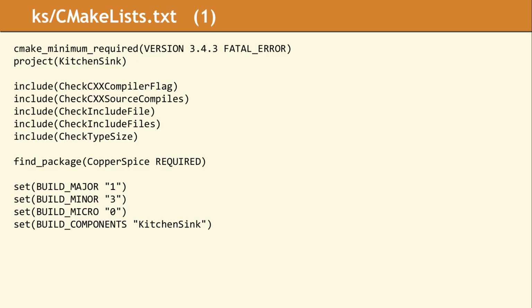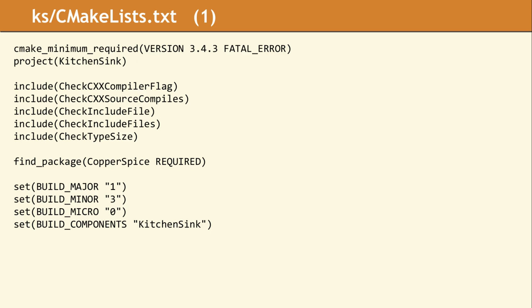We've removed a few non-essential lines for clarity, such as the build timestamp used in Kitchen Sink. The first line of your CMake file should always set the minimum version of CMake that you require. This is important because it ensures that the functionality you need will always be available. On the second line, we set the name of this project.